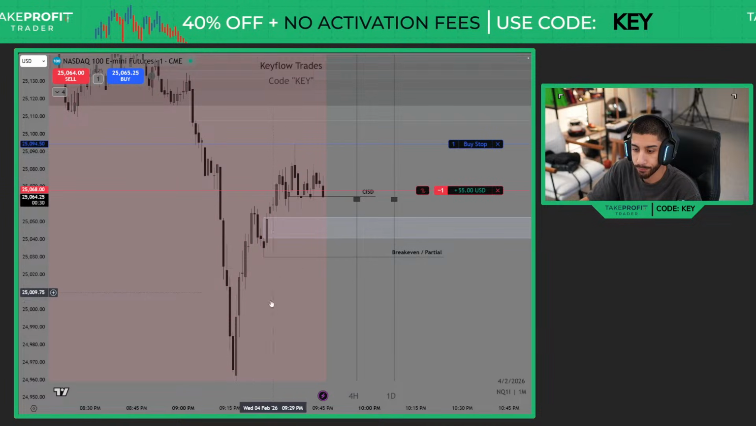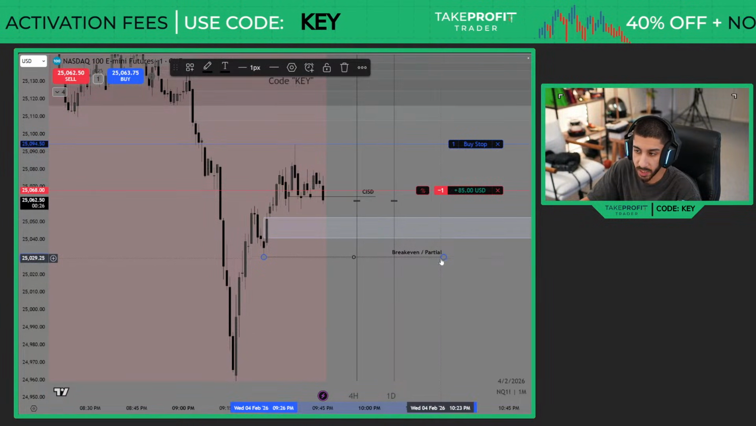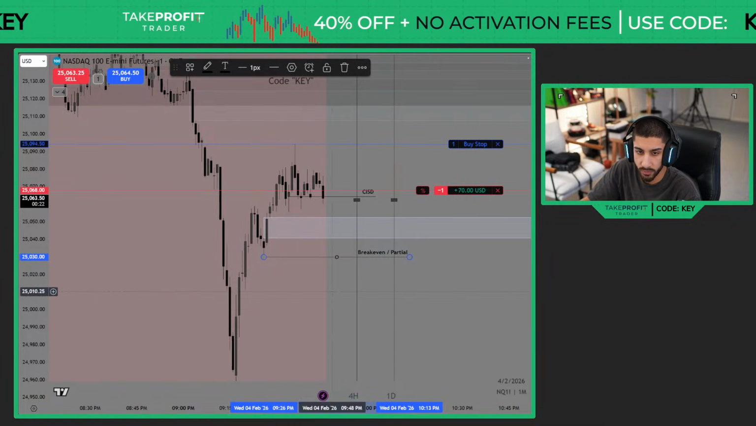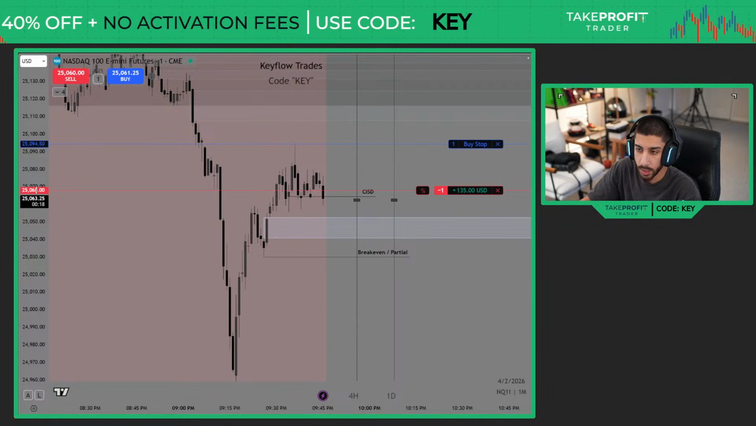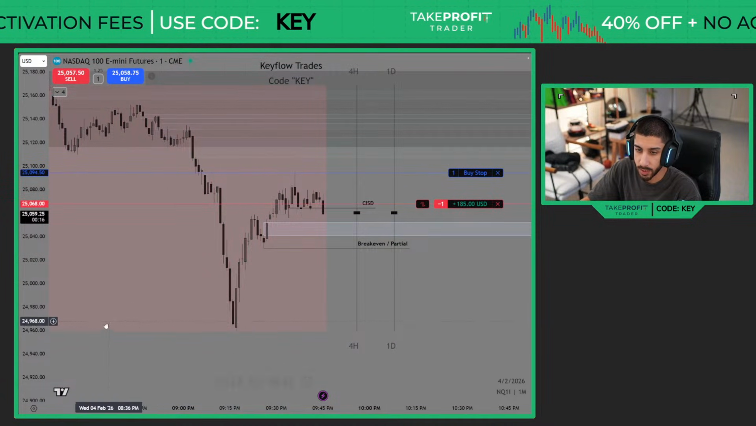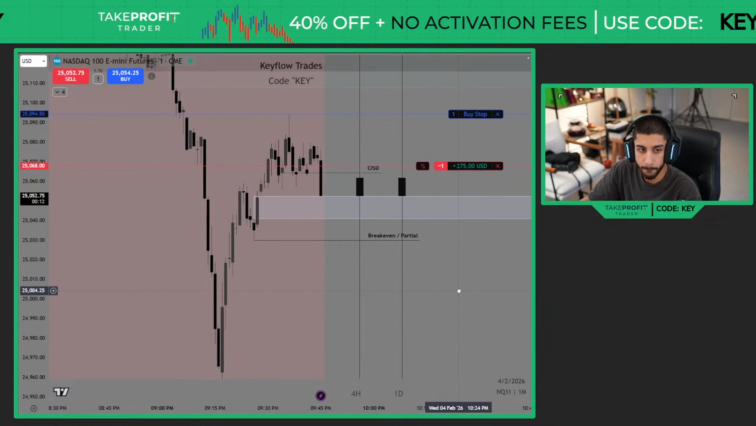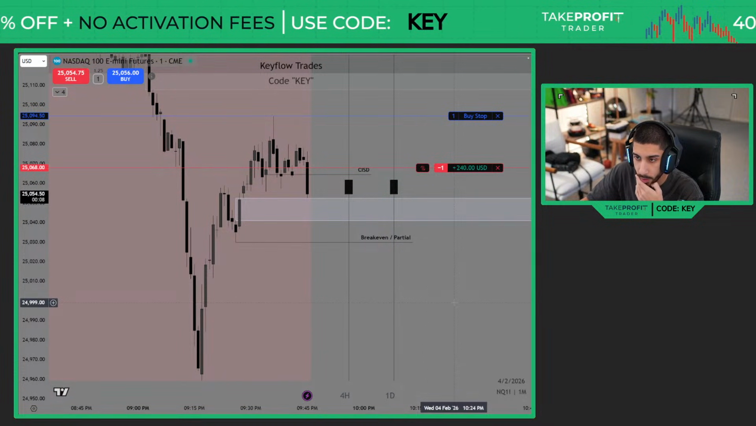What am I targeting? Current Asia low. Current Asia low is a nice target. This is my break even right here. Partial and break even is going to be right here at, what is this, 25.30? So like 40 points basically is partial and break even. Current Asia low would be nice TP, and then lower from there. Nice move here. Very nice.